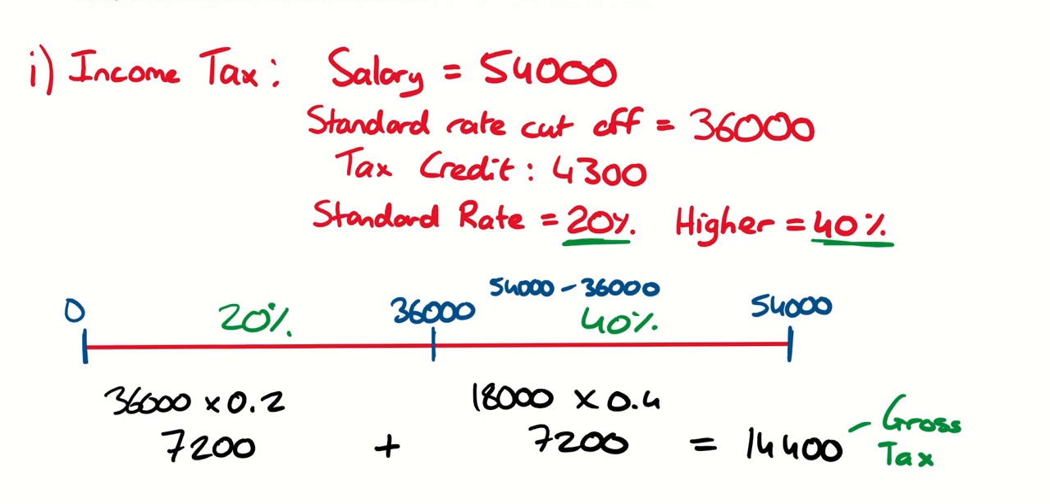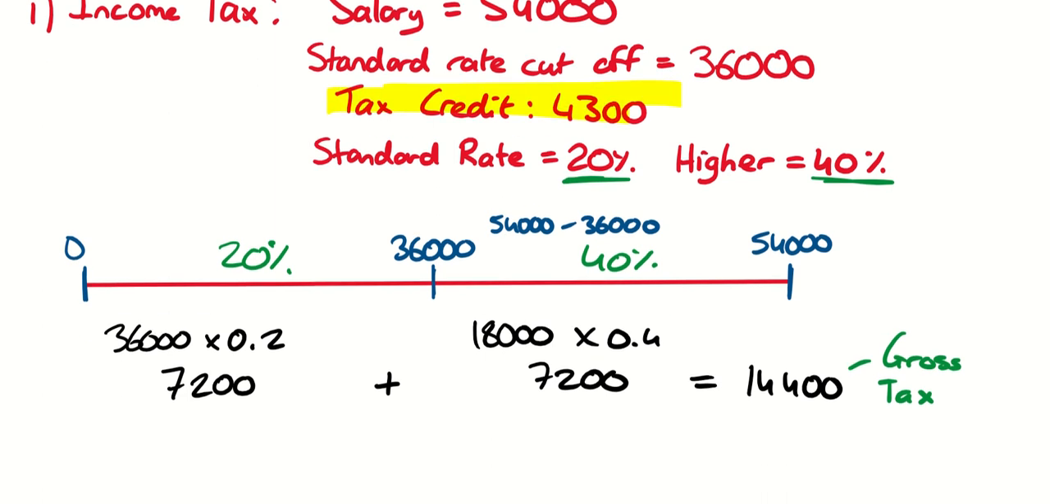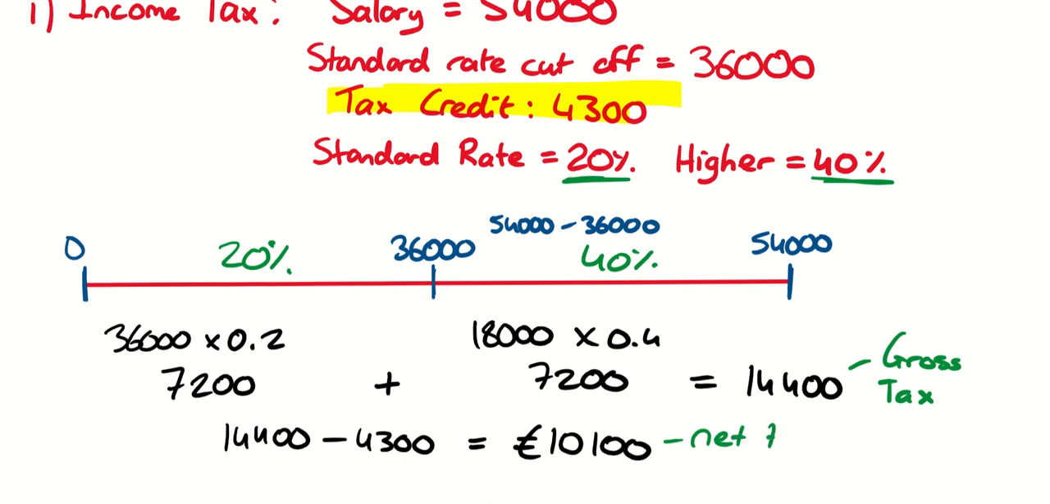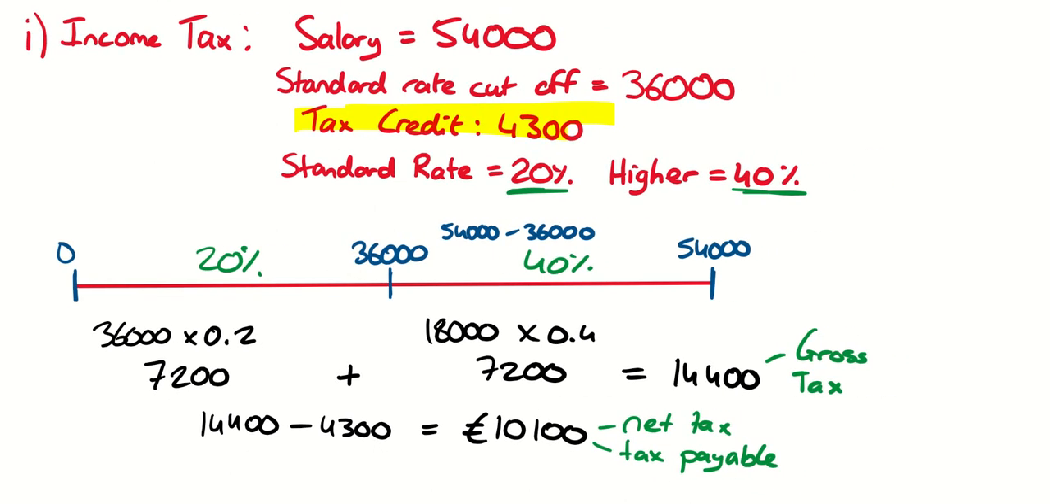But then we've also got this thing called the tax credit. So with the tax credit then, that's money you get back. So we take our 14,400, then we minus our tax credit back off it, and we will be left with 10,100 euro. Okay, and that can be called sometimes the net tax or the tax payable. Those are usually the words that are used for it. Okay, or just straight income tax. Okay, so that is how you calculate income tax when you're just given the amount.